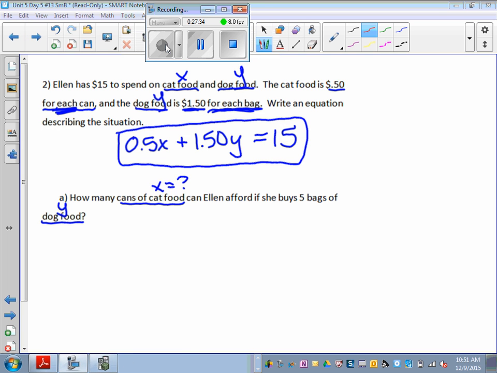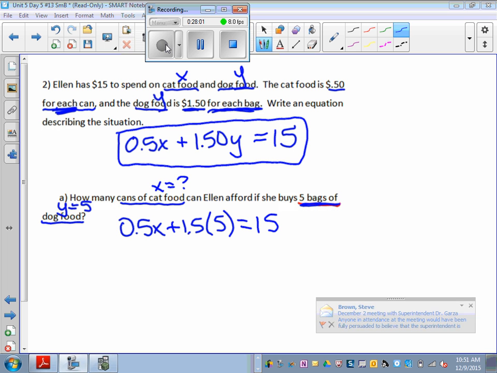Okay, so how many bags of dog food does she have? 5. Right. So they told us 5 bags of dog food. So I know that Y is 5. So what do you think I'm going to do with that? Yeah, put it in our equation, right? We don't know X. We're trying to find that. And Y was 5. So now we just have to solve for X.